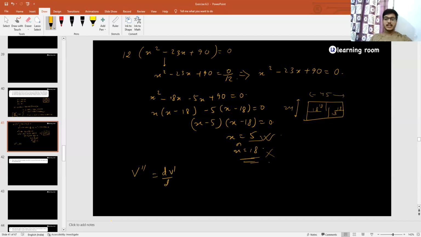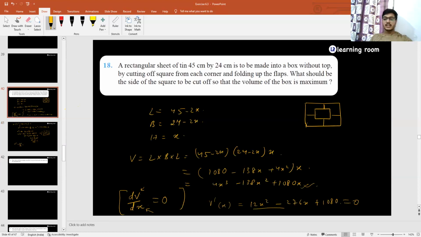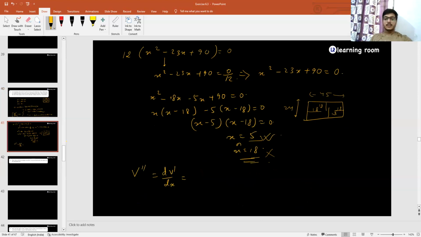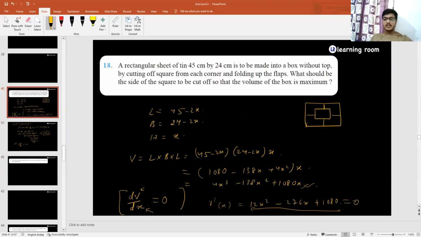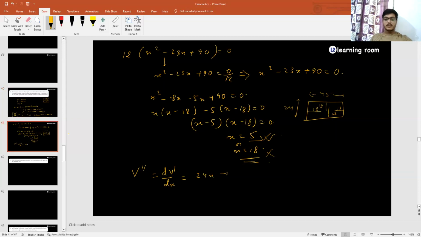Now dv dash upon dx. What will that be giving you? This was my single differentiation. So if I doubly differentiate it, what will I be getting? I'll be getting 24x minus 276. And now put the value of 5 here. V double dash of 5 will be giving me what? 24 into 5 minus 276. So that will be 120 minus 276. That will be giving you minus 156. And that is less than 0. That means this point is giving me the maxima. V at 5 is maxima.